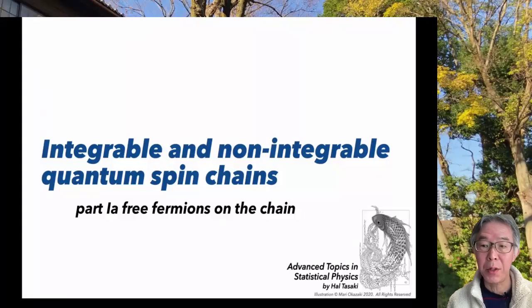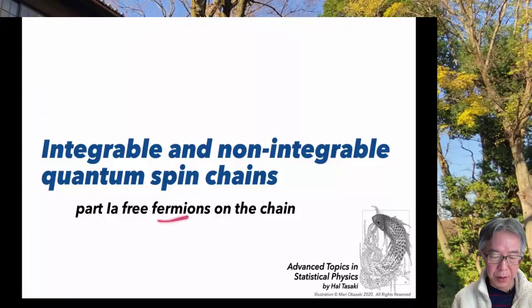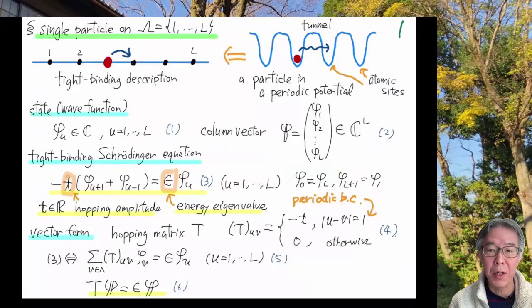Welcome back to part 1a, where I discuss free fermions on the chain. In particular, I discuss the formulation in terms of creation and annihilation operators. But I start with usual wave function quantum mechanics.